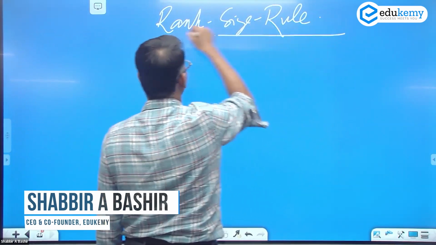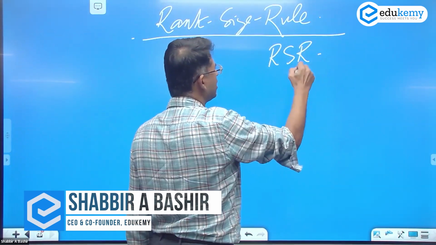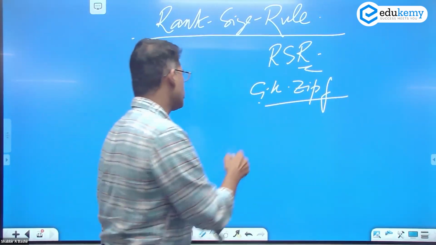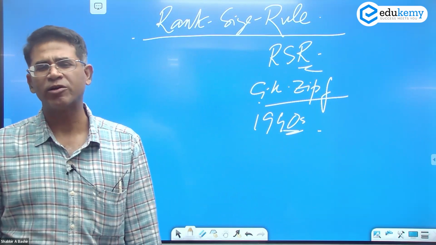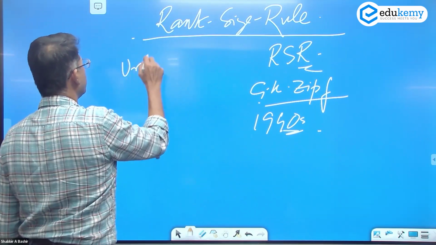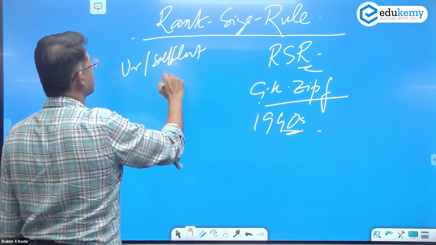Rank size rule, RSR for short. Theory given by Ziff, G.K. Zipf, in the 1940s. Now see, this is also a hierarchy theory, okay? This also is a theory of urban or settlement hierarchy.